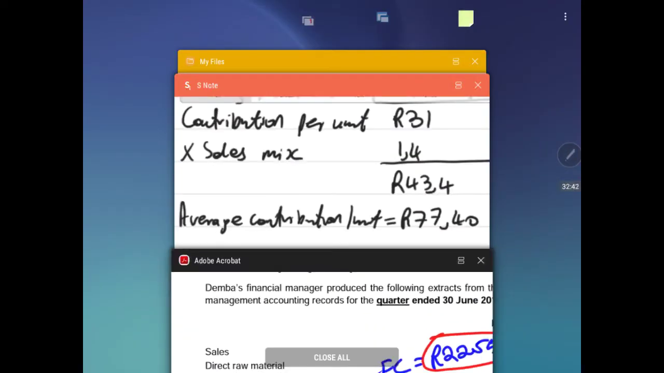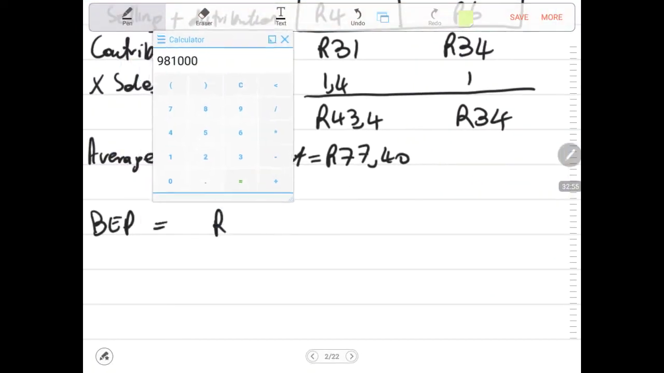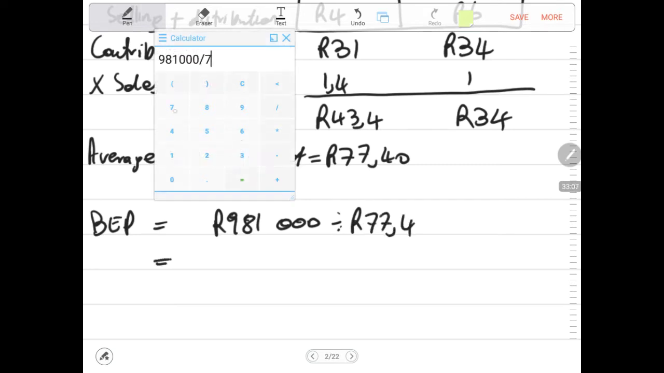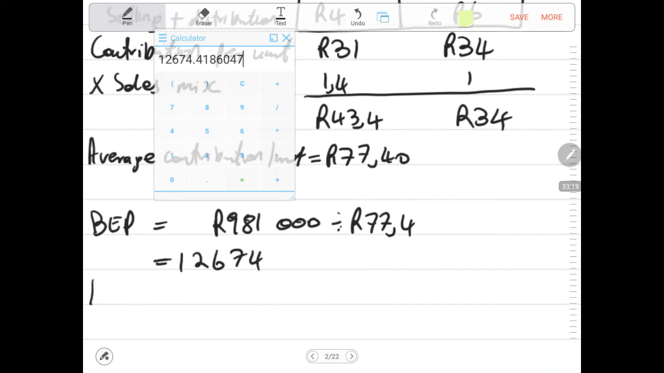So we add the two: 756,000 plus 225,000, we get 981,000 as our total fixed cost. 981,000, divide this by our weighted average contribution per unit, 77 rand 40 cents. This gives us 12,674.